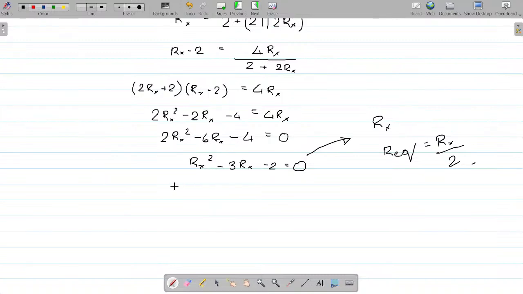Okay, let me do it here itself. Rx minus 2Rx. No, that won't give you a solution here. See, whatever is the answer, the point is, this is how you're supposed to approach such questions.